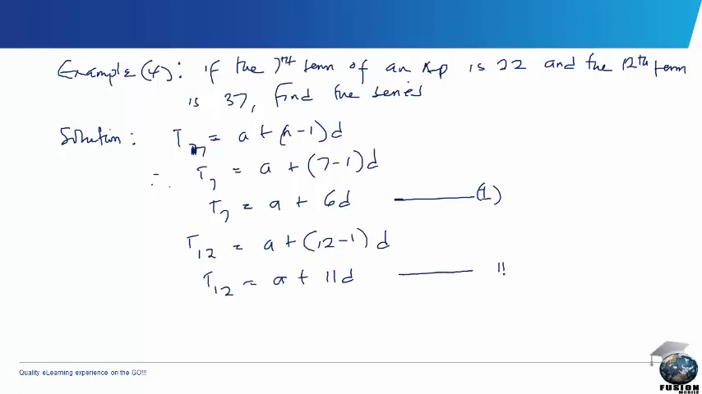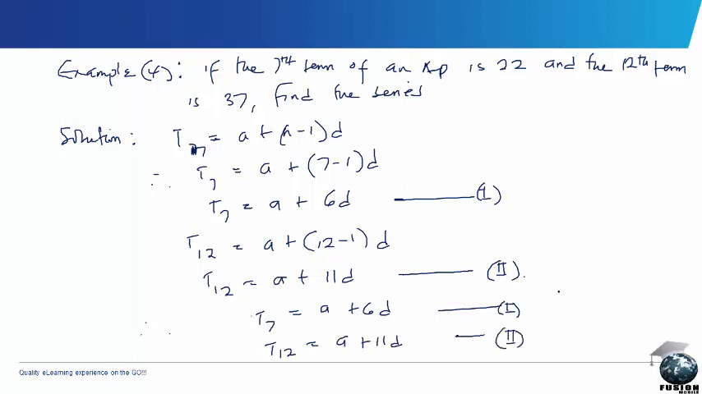Okay, so this is my equation 2. So therefore I have 2 equations I can solve simultaneously. Either I use my substitution method or I use my elimination method. So I have T7 equal to a plus 6d, and T12 equal to a plus 11d as the 2 equations, 1 and 2.